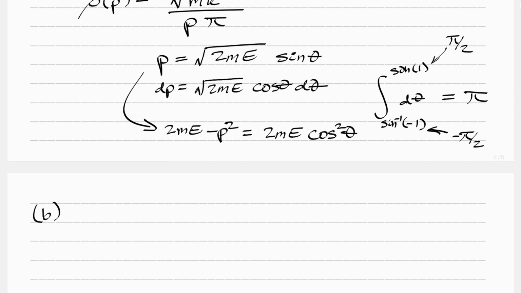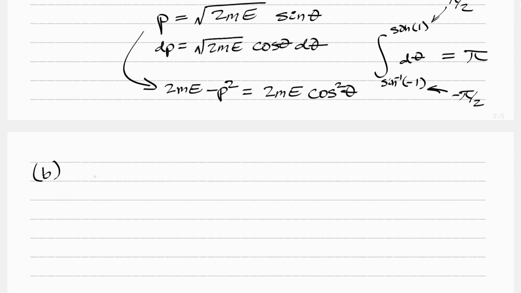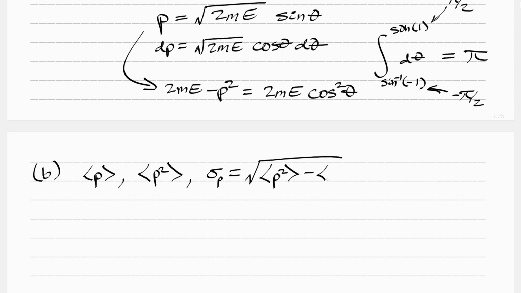For part B, let's look at the expectation value of p, expectation value of p squared, and then we'll look at sigma p, which is just obviously the square root of the expectation value of p squared minus the expectation value of p quantity squared. So that's how we'll go at this problem here.